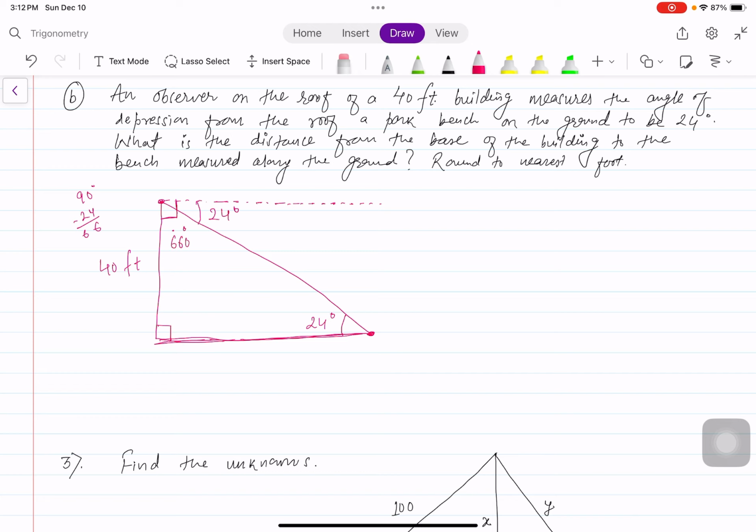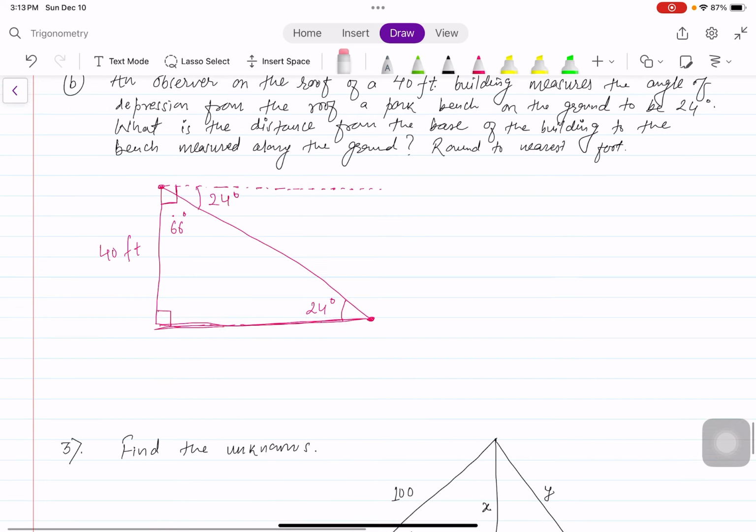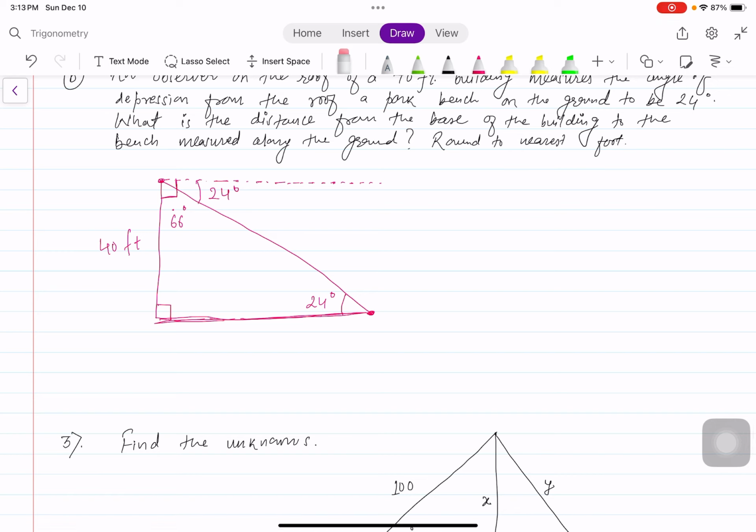This turns out to be 66 degrees, and then this angle can be found again by subtracting it from 90, which again turns out to be 24 degrees, if you do not have knowledge of alternate angles. Now what is the problem asking? The problem is asking what is the distance from the base of the building to the bench measured along the ground.